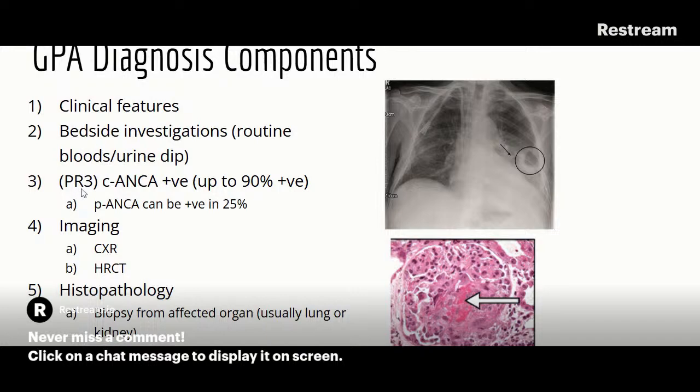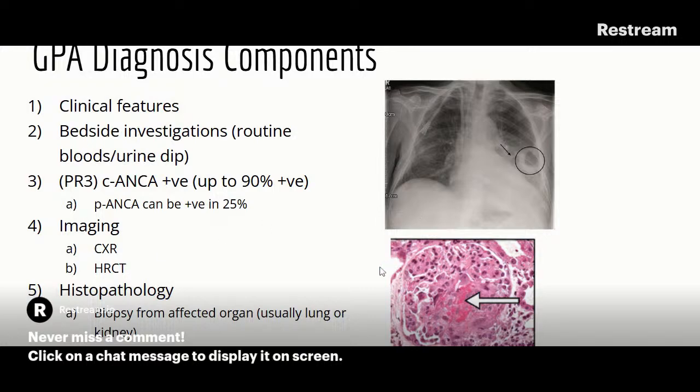It is cANCA positive up to 90% of cases. 90% of cases which are GPA confirmed are cANCA positive. You can have pANCA. You can be pANCA positive for your exams. Don't assume just because it's pANCA positive that it can't be GPA. Think about what's most likely to be the case. We expect to see someone be cANCA positive rather than pANCA positive, but if they're both, we look more at the history and the examination.